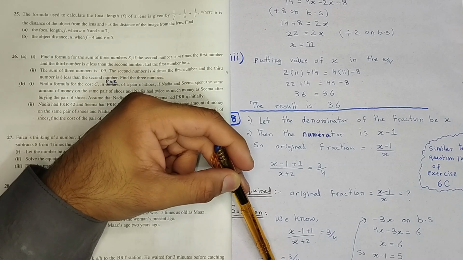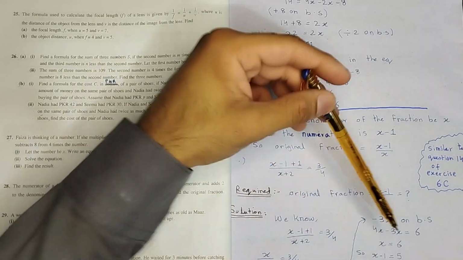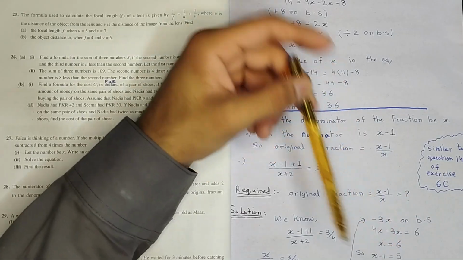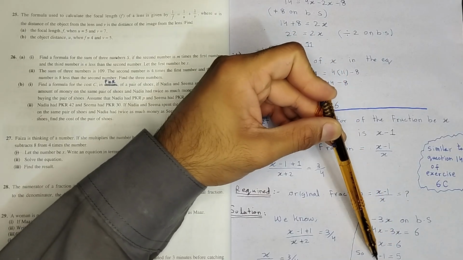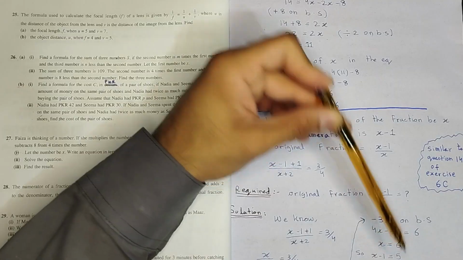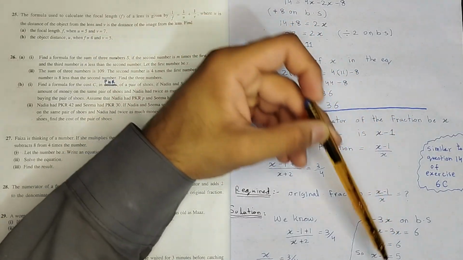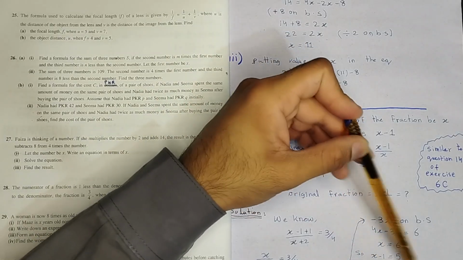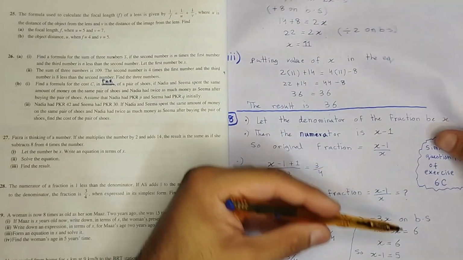Now we have a constant here and we have a variable here. We need to make sure that the variable is on one side of the equation. That's why we subtract 3x on both sides and we get the value of x. Okay, the value of x is 6. So x minus 1 is going to be 5. x is the denominator, and the numerator is x minus 1. So x minus 1 is 5. Okay, so we're going to put the values in place of the original fraction, and we get the original fraction 5 by 6.